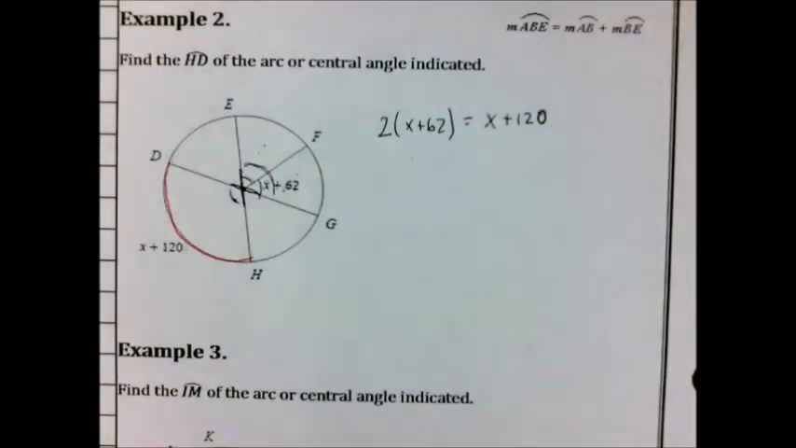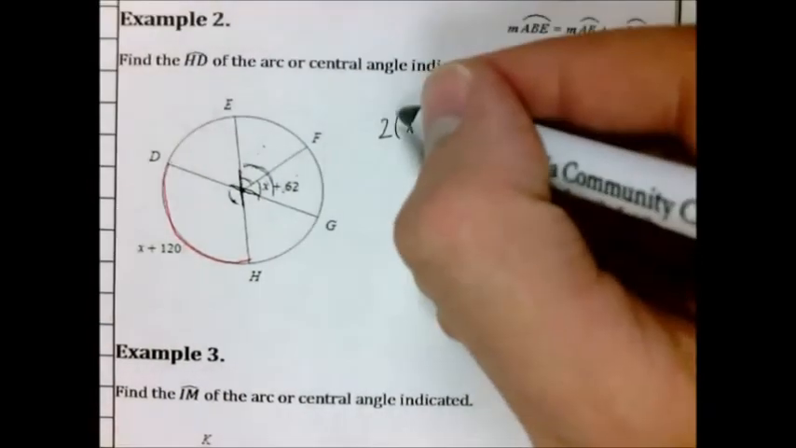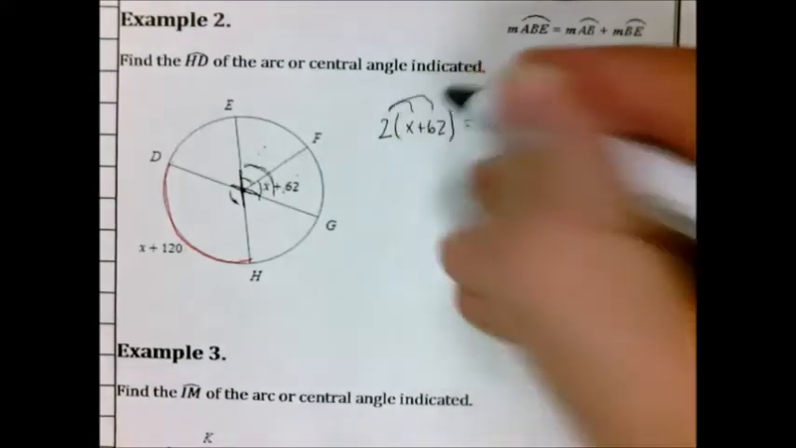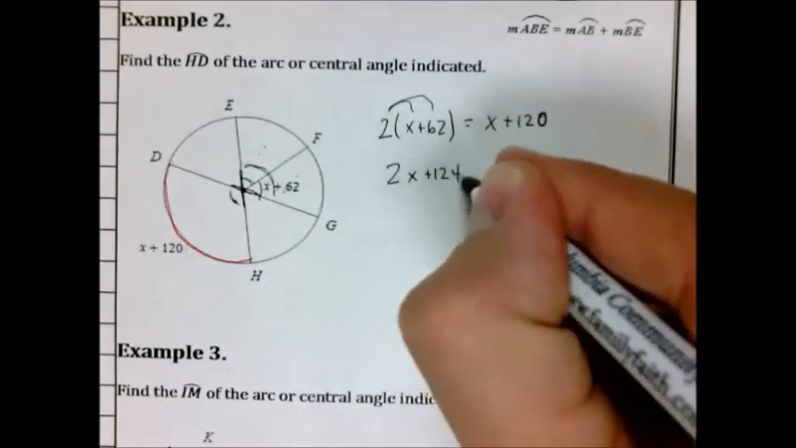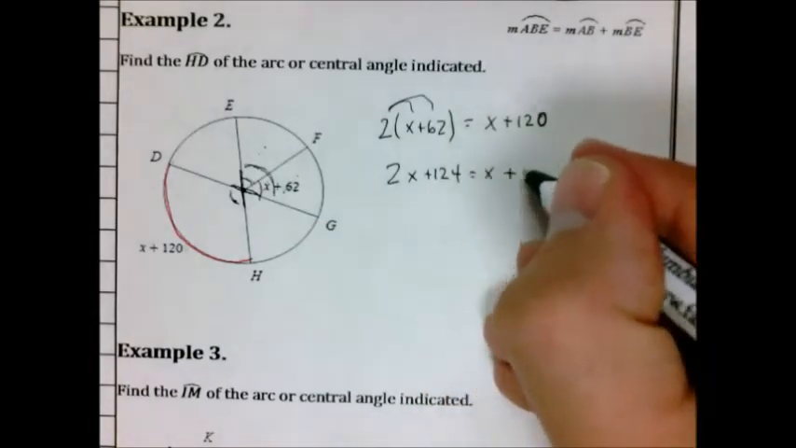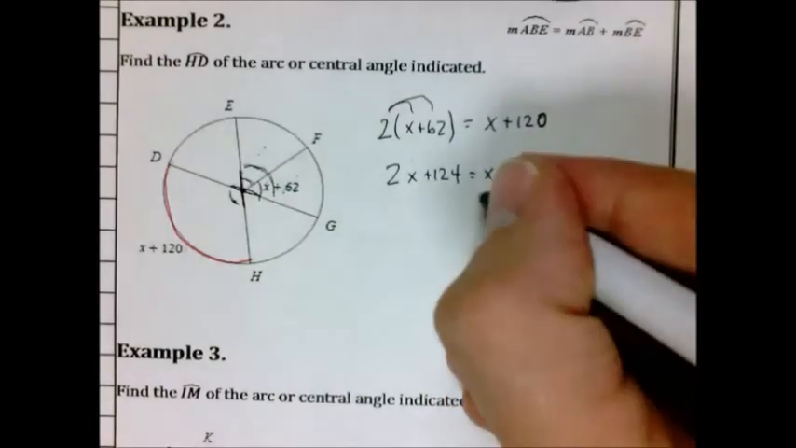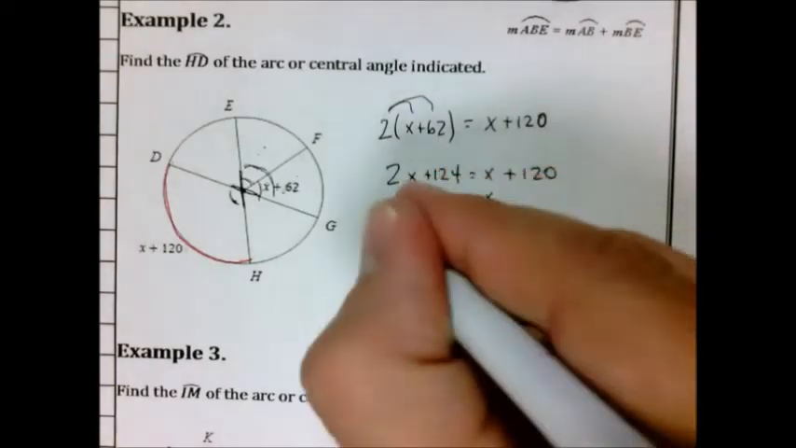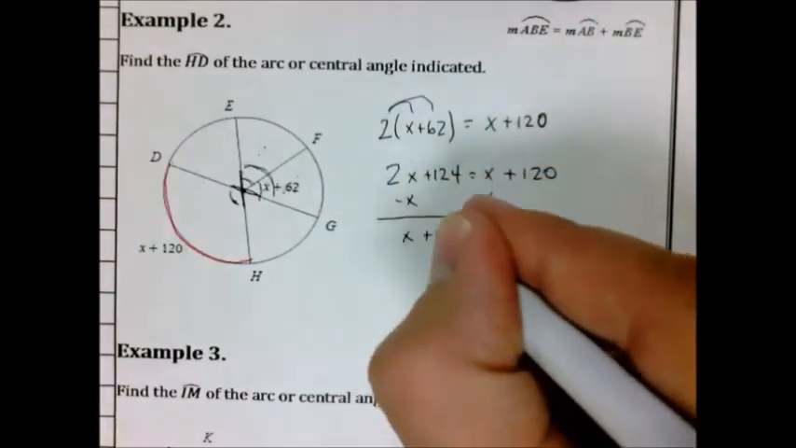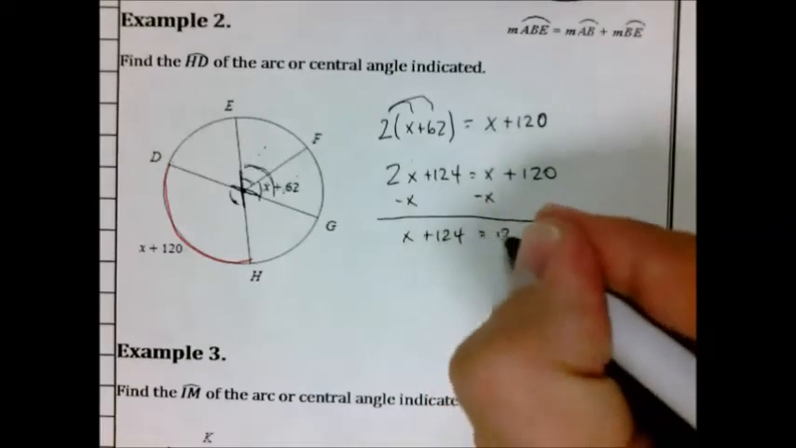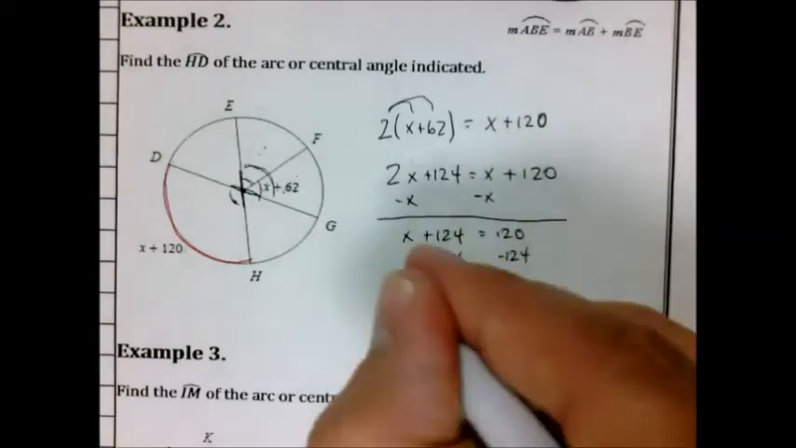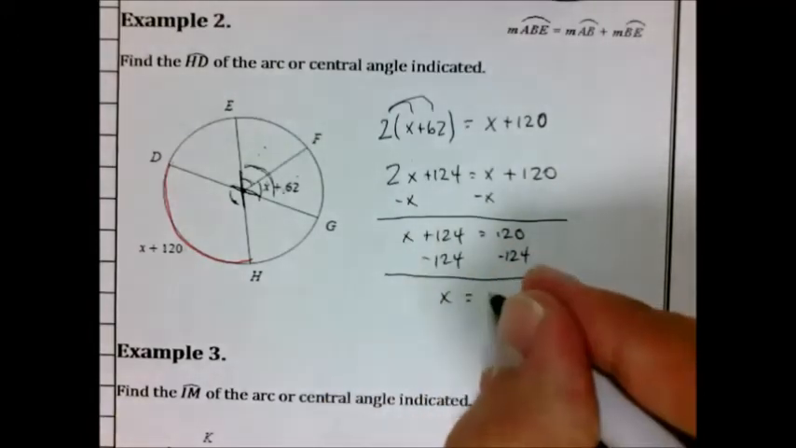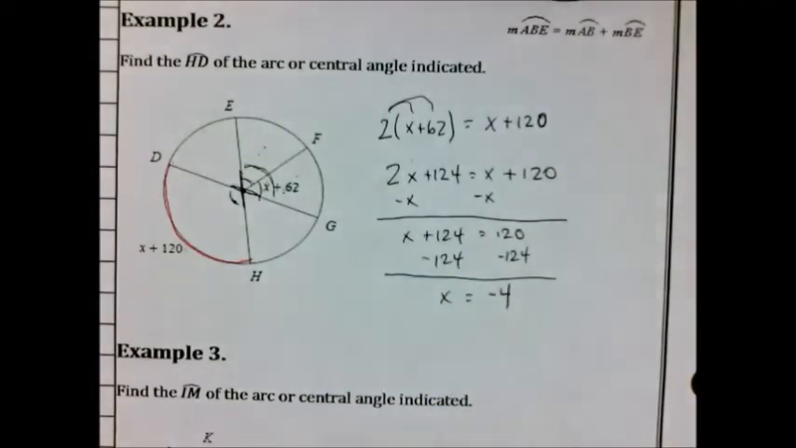Okay, now all we have to do is just our algebra, just solve for x now. So we're first going to distribute the 2 into the parentheses. We'll get 2x plus 124 is equal to x plus 120. I'm going to go ahead and subtract x from both sides. We'll get x plus 124 is equal to 120. And then finally subtract 124 from both sides. And we end up getting x is equal to negative 4. That's the value of x.